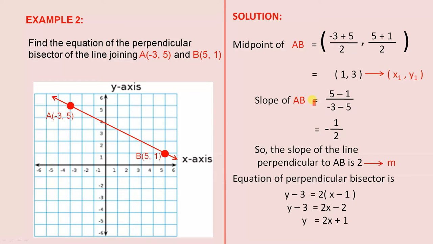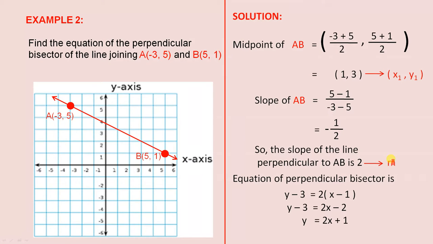Now the slope of AB, okay, so the slope of AB is the difference of the y's over the difference of the x's. So that gives us -1/2. So the slope of AB is -1/2. So the slope of the line perpendicular to AB is 2, because -1/2 times 2 is -1. You remember the rule about perpendicular lines?